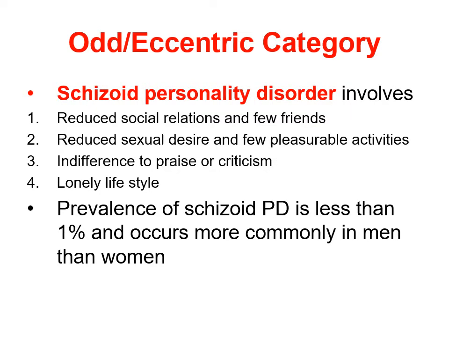A schizoid disorder is the second odd eccentric type. This involves reduced social relationships. There are very few friends. They have a reduced sexual desire, few pleasurable activities. Their indifference to praise or criticism, they don't care if you like them or not. They tend to be very isolated, live lonely lifestyles, and they are about 1% of the population, more common in men than women.